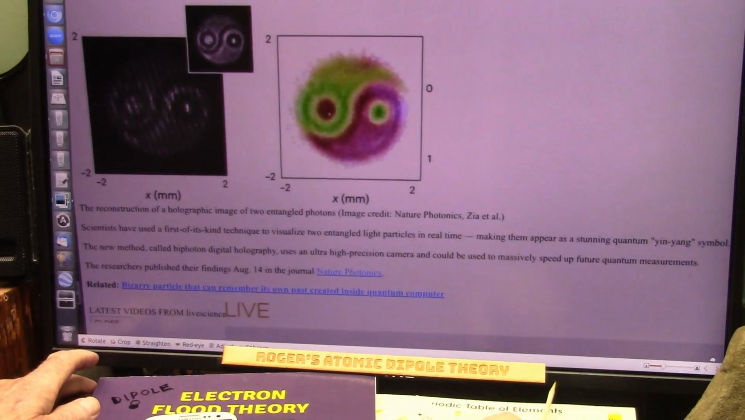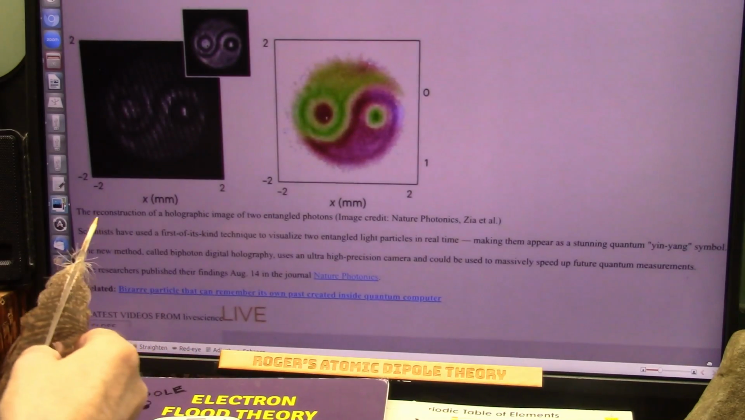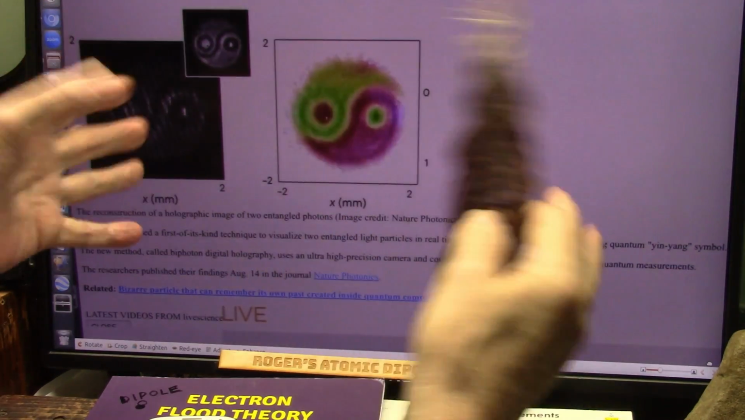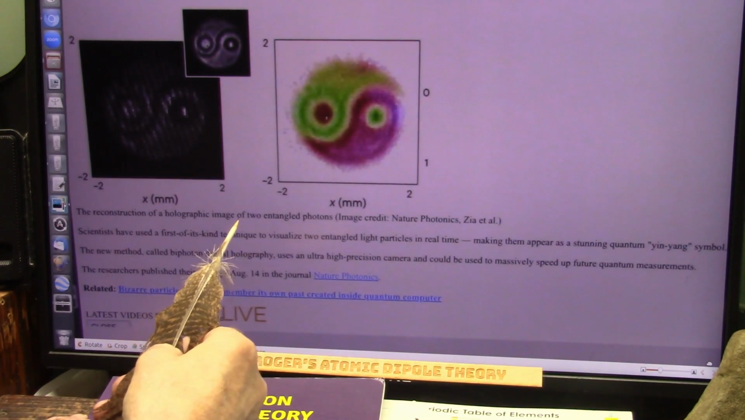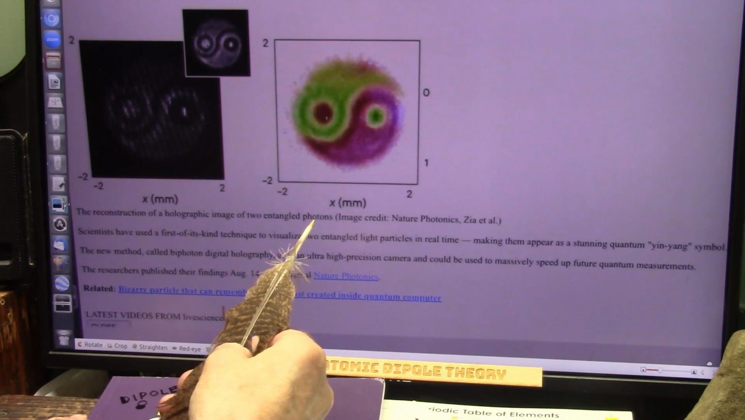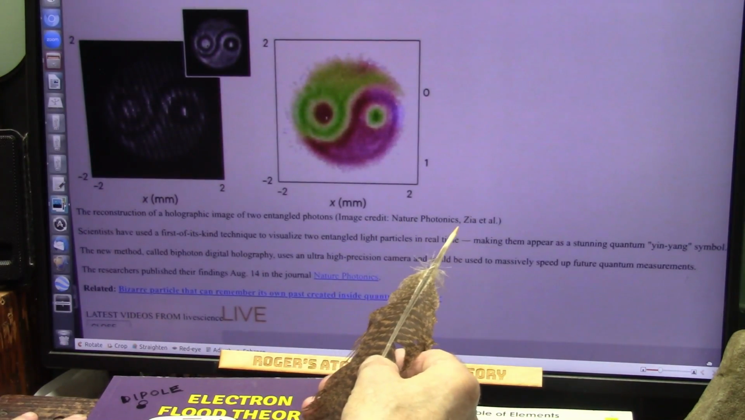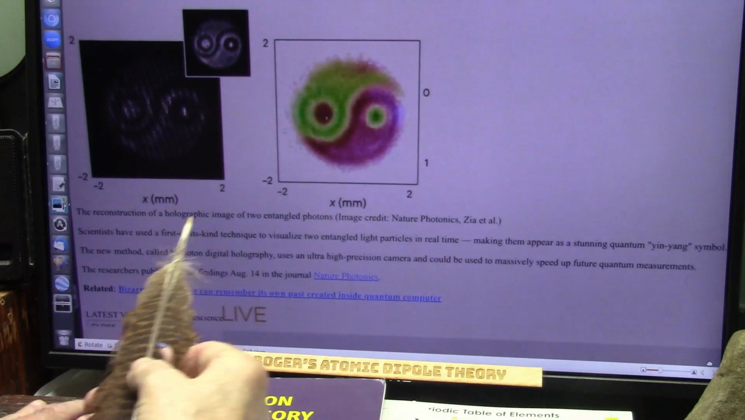All right, this is Live Science, major science communicators. Well, this is reconstruction. Well, what does a reconstruction mean? They're taking bits and pieces and putting it back together and saying they figured out how to show two entangled photons. Image credit is Nature Photonics, Zia et al., which means everybody else along with them.